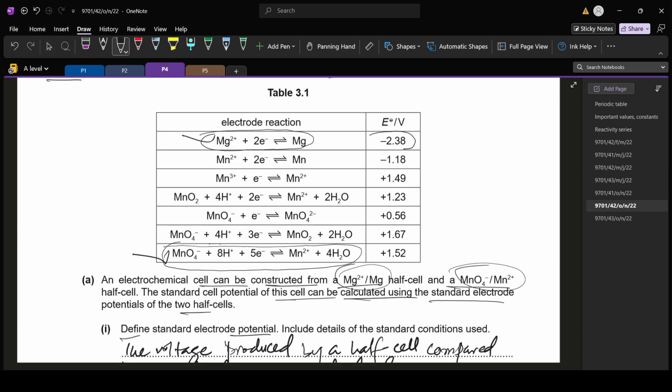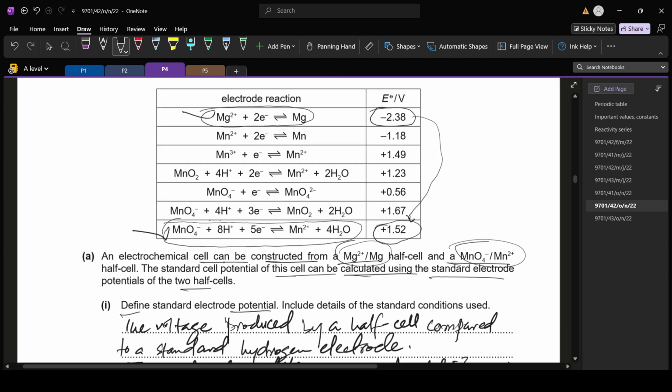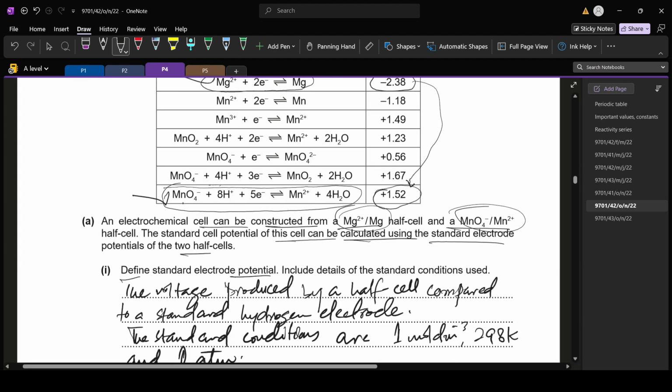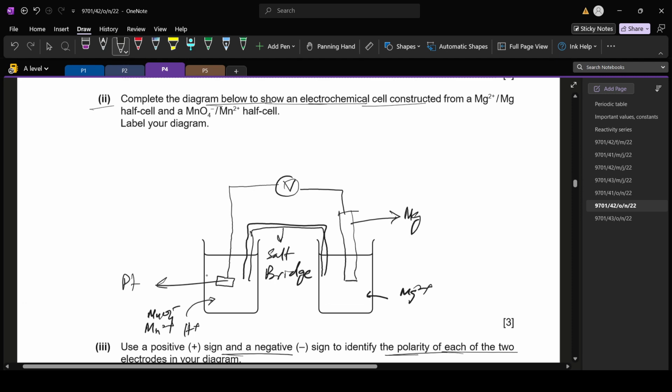You can see magnesium has the reduction potential of negative 2.38, so it means it is difficult to reduce magnesium. The reduction potential of this MnO4 is positive 1.5, so it is greater than this value, which means this MnO4 will reduce. Reduction will appear in this half cell, so this half cell is cathode, and this half cell is anode.